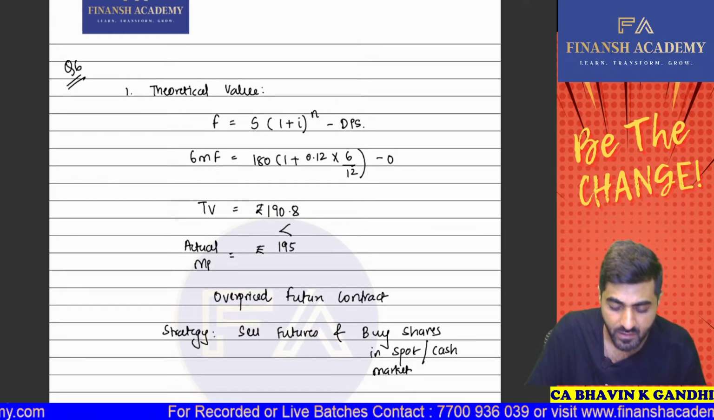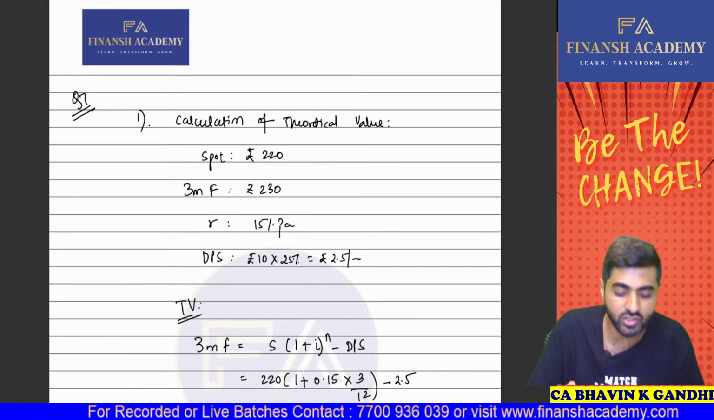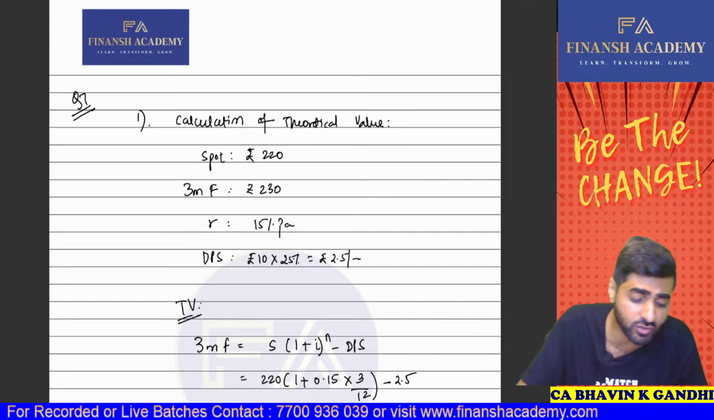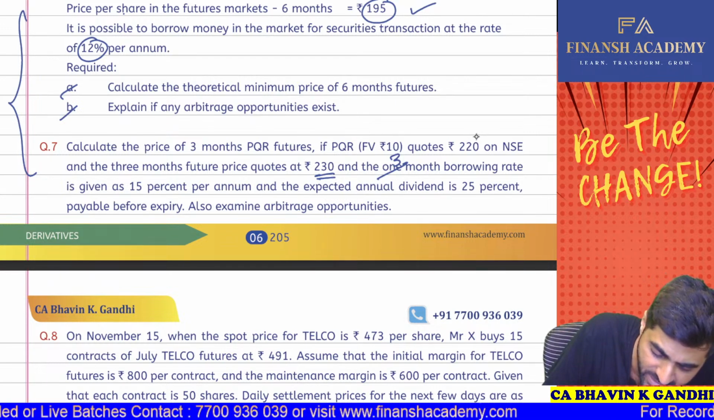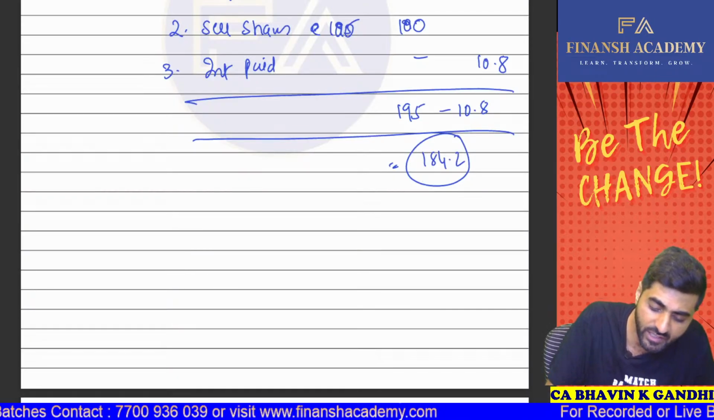Okay. So this was your question number 6, and now we are revising question number 7. Okay, so theoretical price. So as you all can see, my dear students, do we have the spot price available? Come on, yes or no? Yes, sir. So we have the spot price. What's the spot price? Beta, the spot price is 220, and the actual market price of the futures is 230.